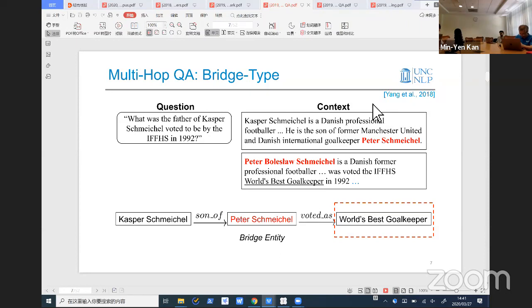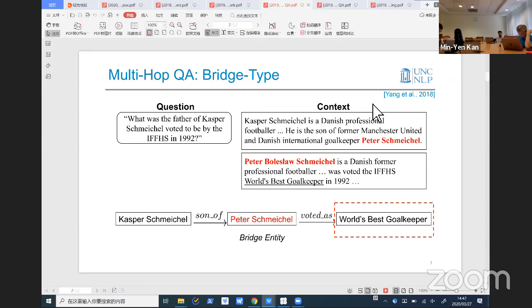you need to know, from the first context, who is the father of this guy. Then the second context shows that this guy was awarded the world's best goalkeeper, and you must combine these two pieces of information together. Peter Schmeichel acts as a bridge entity to link these two entities that appear in the question.